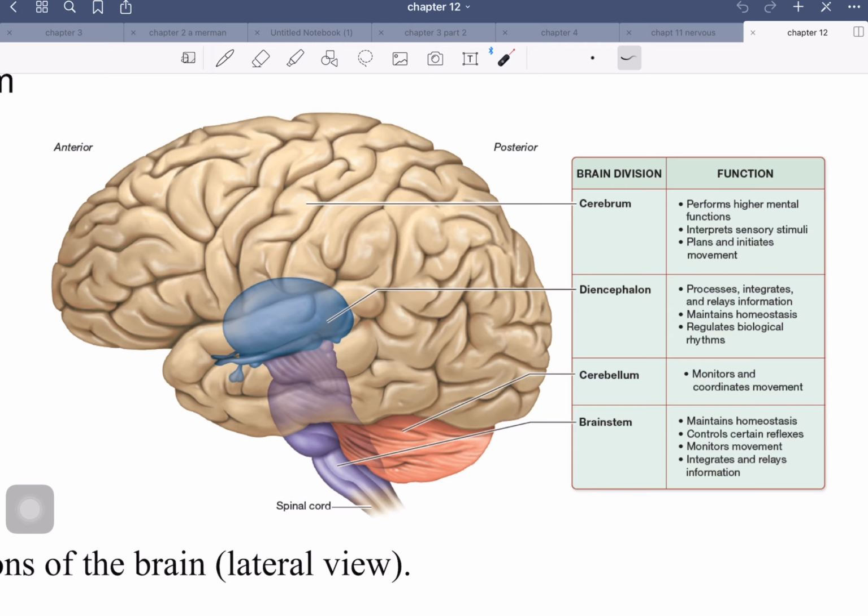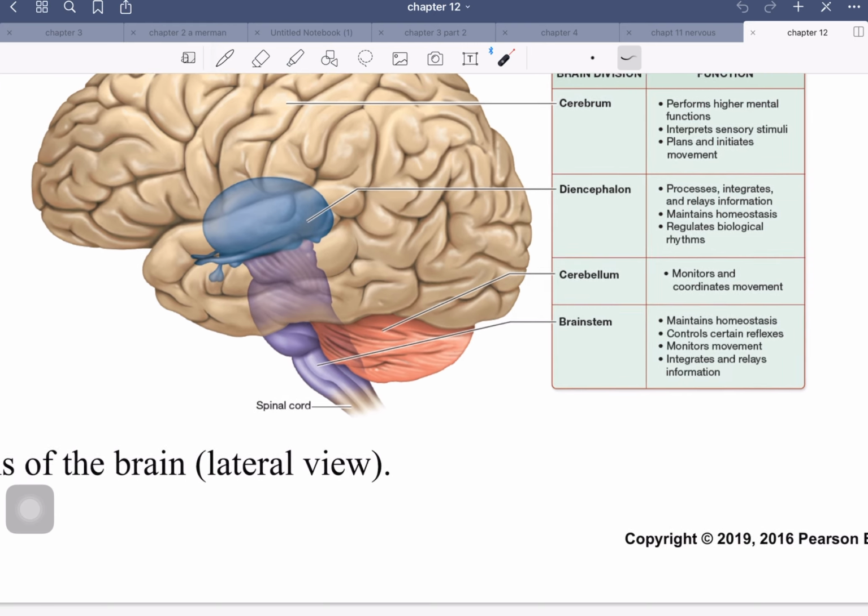So not surprisingly, a lot of information does come up through the brainstem from the peripheral nervous system to get distributed to parts of the brain, and a lot of information, like motor information, does come down through the brainstem on its way to the spinal cord and eventually out to peripheral nerves to cause either muscles to act or glands to act.